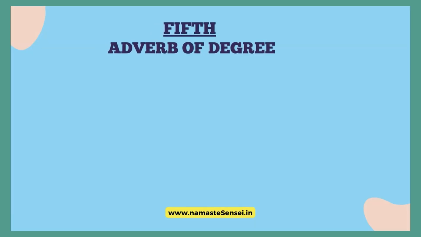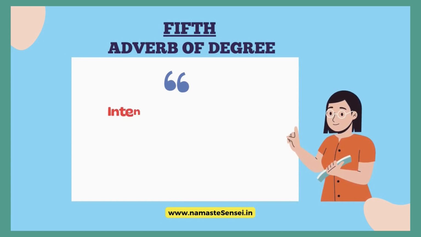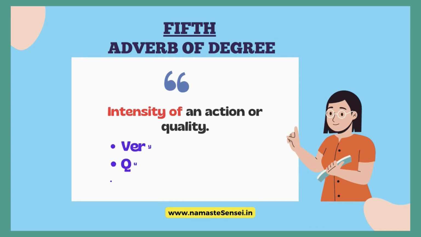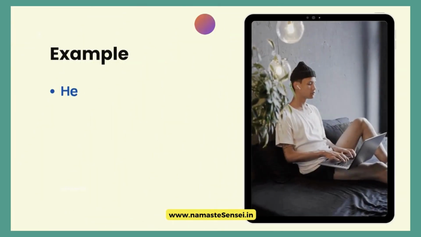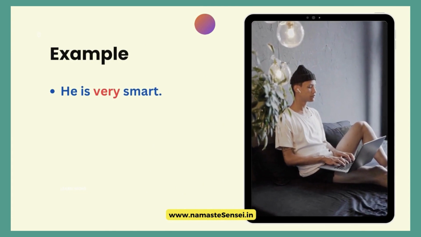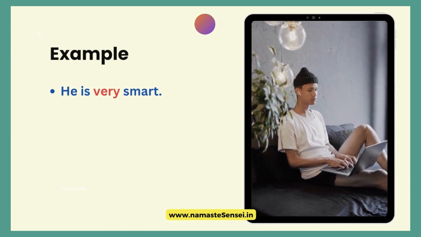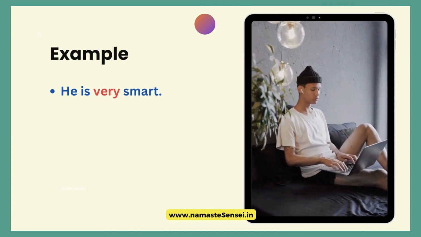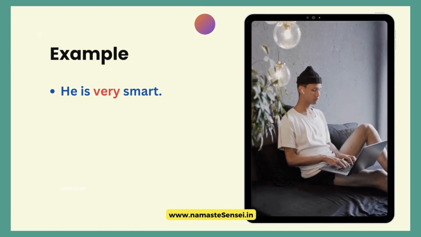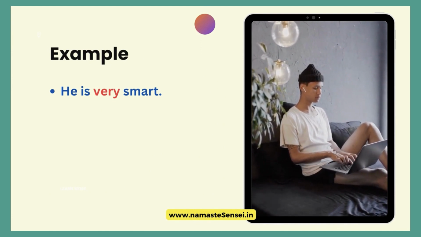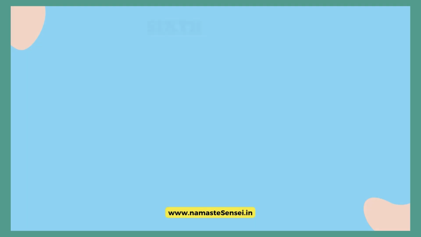Fifth, the adverb of degree. These adverbs describe the intensity or degree of an action or quality. For example, very, quite, extremely, and somewhat. Let us see an example of a sentence formed using the adverb of degree. He is very smart. By using the adverb very, we get a stronger sense of the degree of his intelligence. This adverb of degree helps to convey a greater level of intensity or extremity.